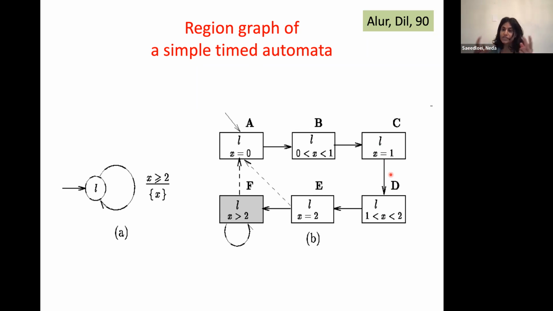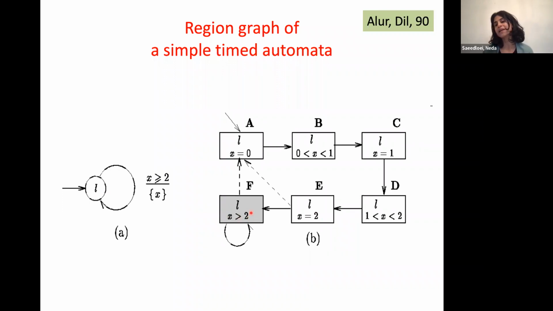We said that two regions, essentially two clock valuations, will be equivalent if they agree on the integral parts of the clocks. So you see that going from B to C, the integral part of clock X has changed, so that is why it becomes a new region. And from D, you can continue and see that as time elapses, we will be able to move to various regions of the region graph.